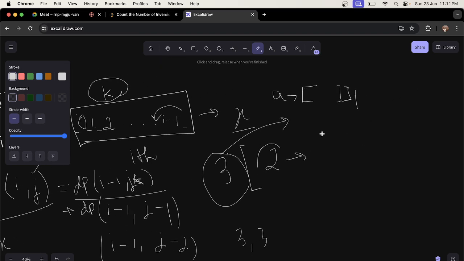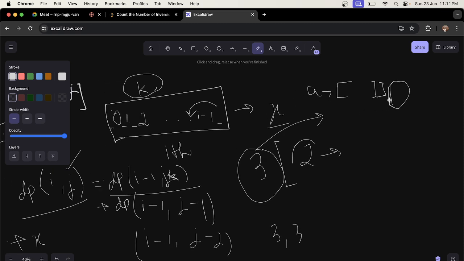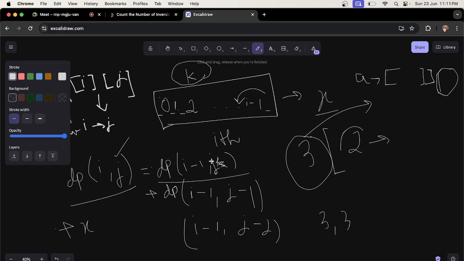The inversion count will be the same as before. Yes, the inversion count will remain the same, while the number of elements is increasing by 1, right? If I insert at the end, the inversion count remains j, and the number of elements becomes i from i minus 1.